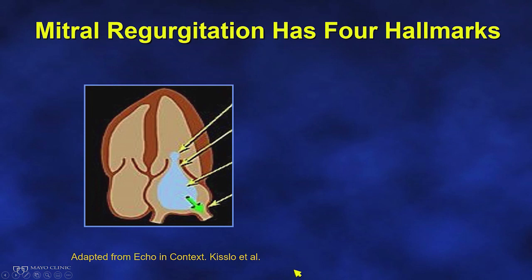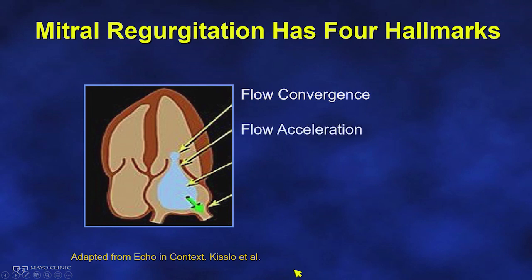Now, mitral regurgitation really has 4 hallmarks where we can get a little bit more quantification. The first is the flow convergence zone. The second is the flow acceleration area. And the third is the degree of turbulence, or the amount of turbulence that's in the left atrium compared to the size of the whole left atrium. And of course, there are also downstream effects. Some of these are quantified and some are semi-quantified.